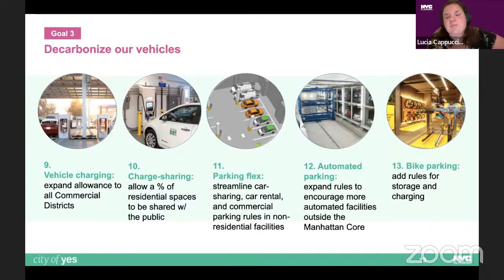Third, allow for more flexible use of public parking lots, public parking garages, and commercial accessory parking facilities by allowing car rental, car sharing, commercial vehicle storage, and public EV charging, or electric vehicle charging, within those facilities as well. Fourth, expand special rules that only apply in Manhattan currently that allow for indoor automated parking facilities to be available to everyone citywide. And fifth, to update our parking rules to acknowledge the need of public bicycle parking and allow bike parking facilities in commercial districts.